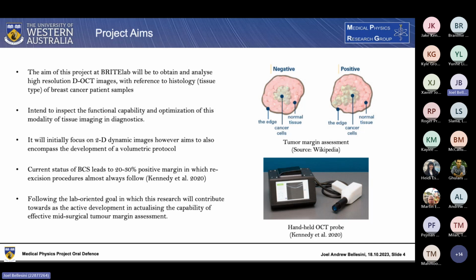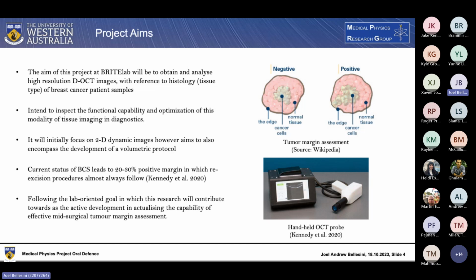The delineation of cancerous to normal tissue is actually quite difficult for surgeons, because at the moment, the current status of breast conserving surgery is that the surgeon essentially looks at it and sees if they can determine a margin between, I guess, dense tumor tissue and healthy adipose tissue. But this isn't terribly reliable and leads to 20 to 30% positive margin, where re-excision procedures almost follow, and this obviously leads to more dramatic recovery times and clinical expense.